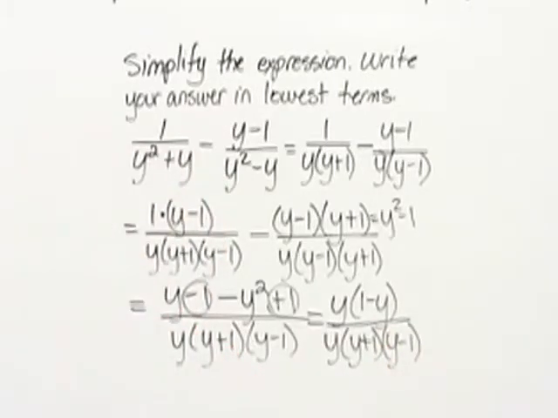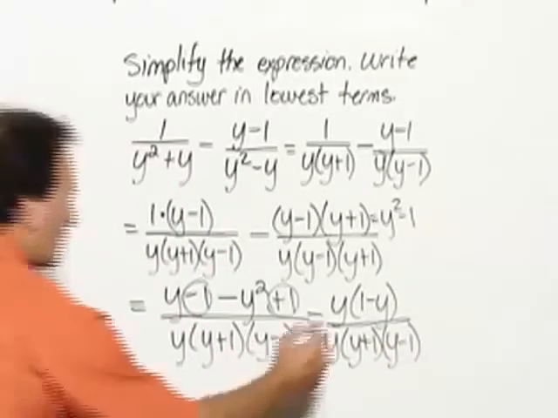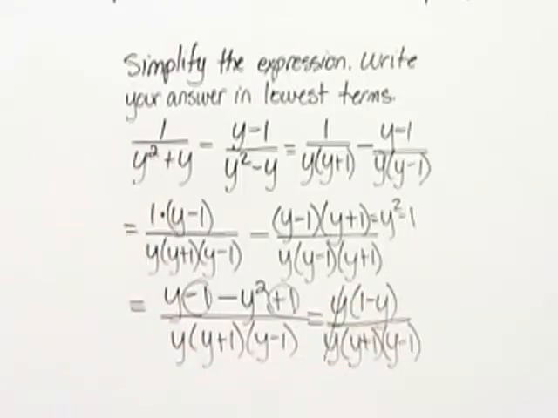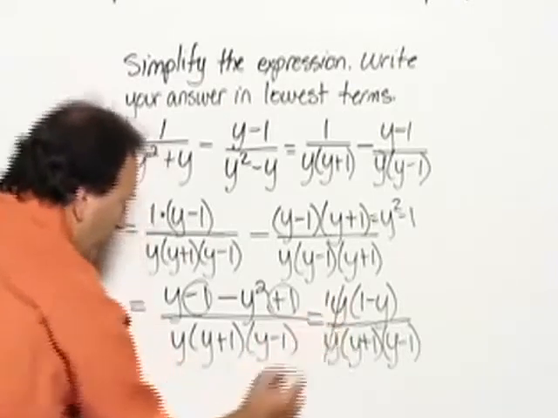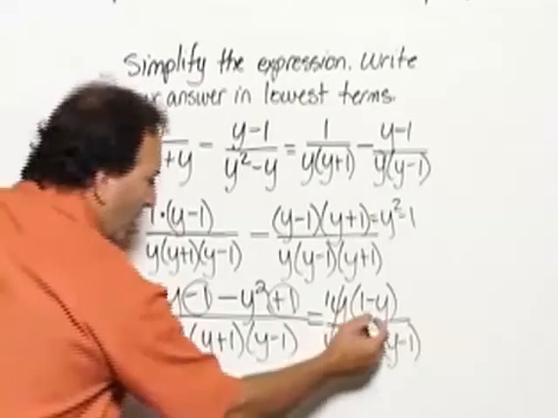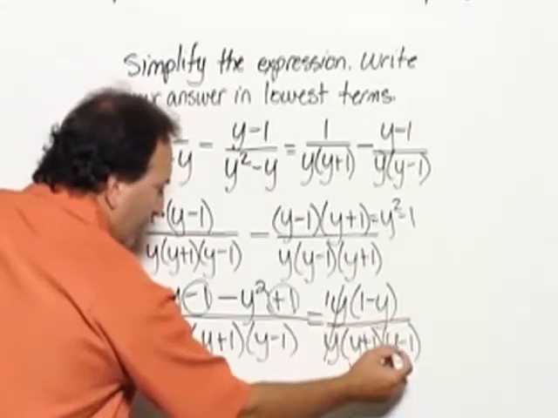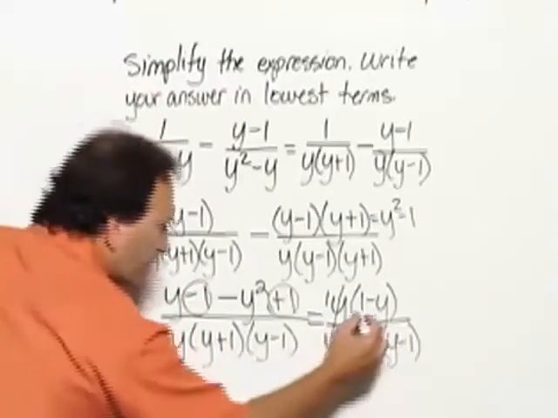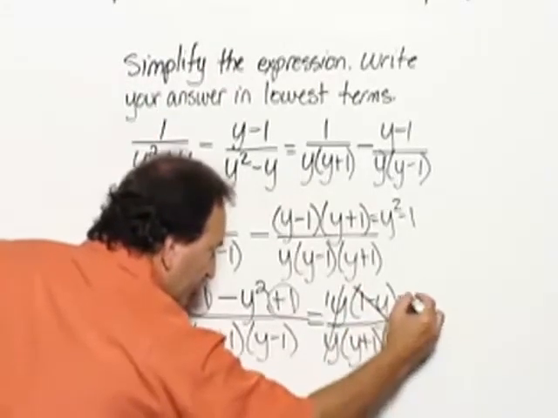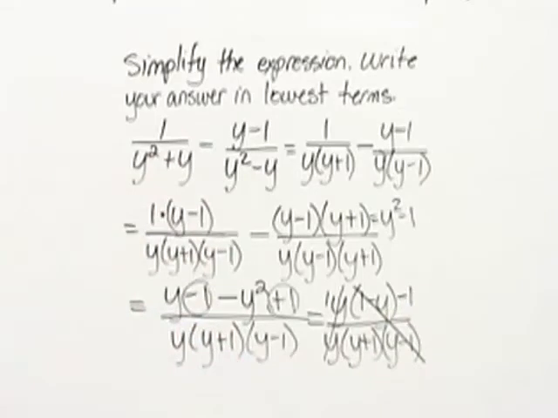Now we can keep going with this. First, notice y can divide into y. That's equal to 1. But also, notice that we have a 1 minus y and we have a y minus 1. Those can also cancel, leaving us with a negative 1.